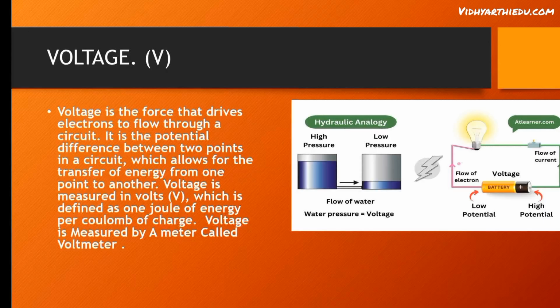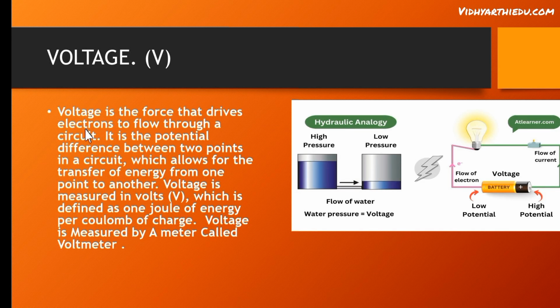Okay, now let me go to voltage, electric voltage. It is represented by the capital letter V. Voltage is a force that drives the electrons or charge to flow through a circuit or a conductor. It is also the potential difference between 2 points in a conductor or circuit. This potential difference allows for the transfer of energy from one circuit to another.